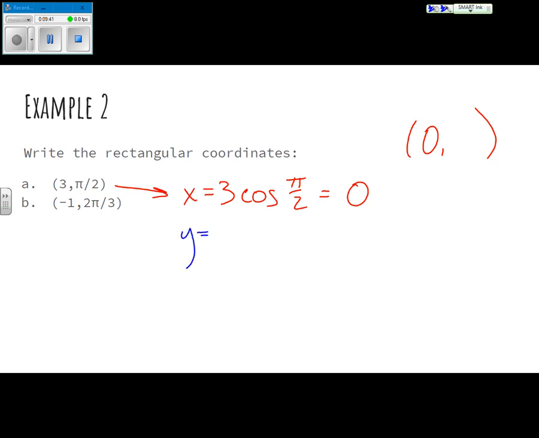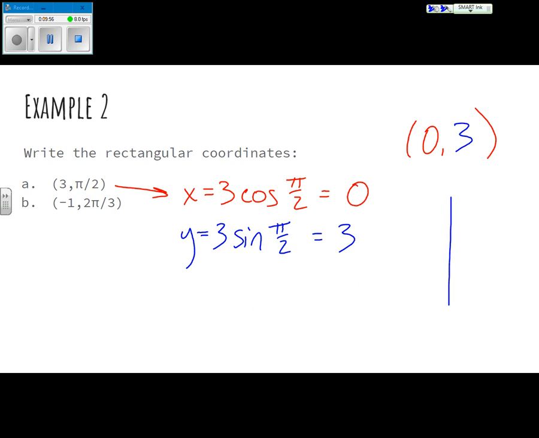And for y, you got to use sine on this. So it's going to be 3 sine pi over 2. Well, sine of pi over 2 is 1. 1 times 3 gives me 3. So I get the point 0, 3. I hope that makes sense to you.